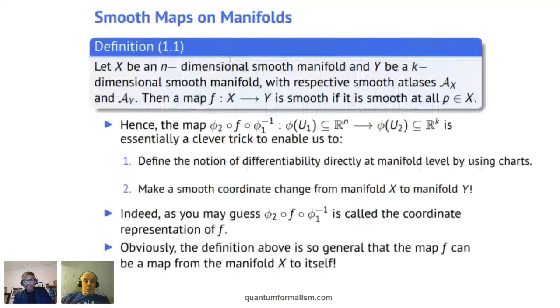Now, this composition is called, obviously, the coordinate representation of F, as most of you might already guess. And another thing, obviously, is that this map F can be from X to itself, right? In fact, this is what we will see when we look at some extensions of this, when we talk about diffeomorphisms and these things later.